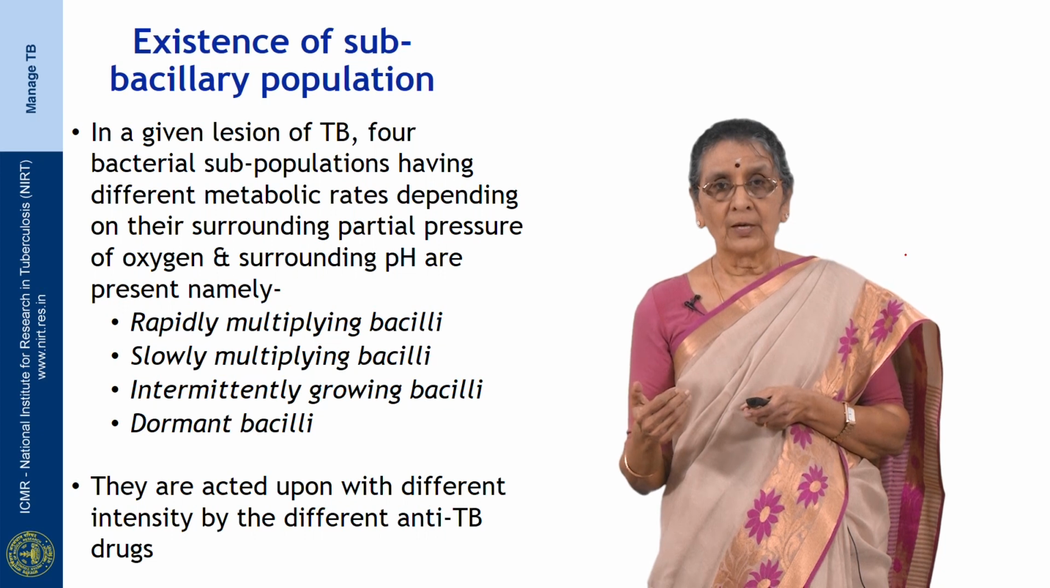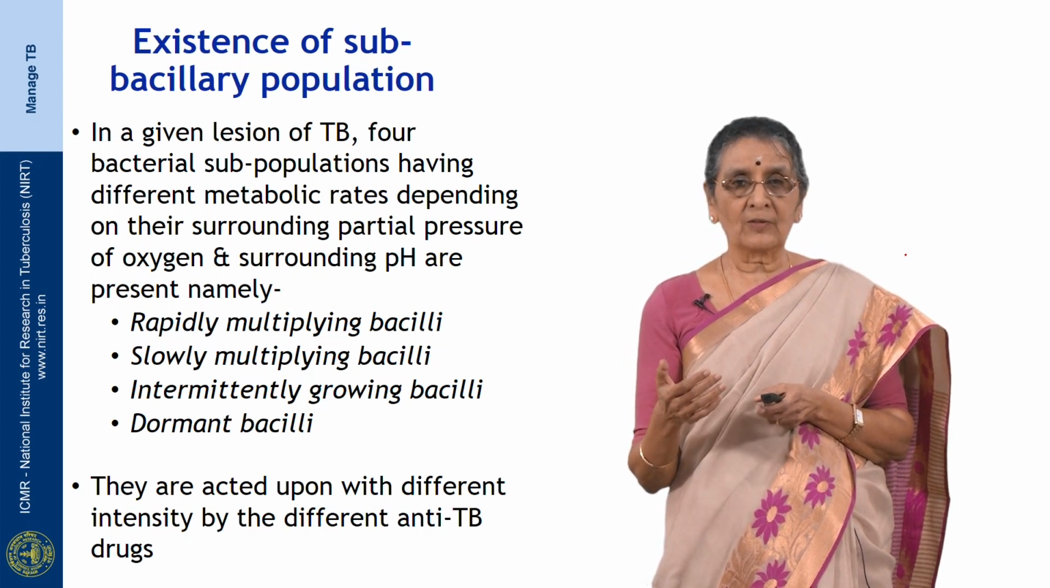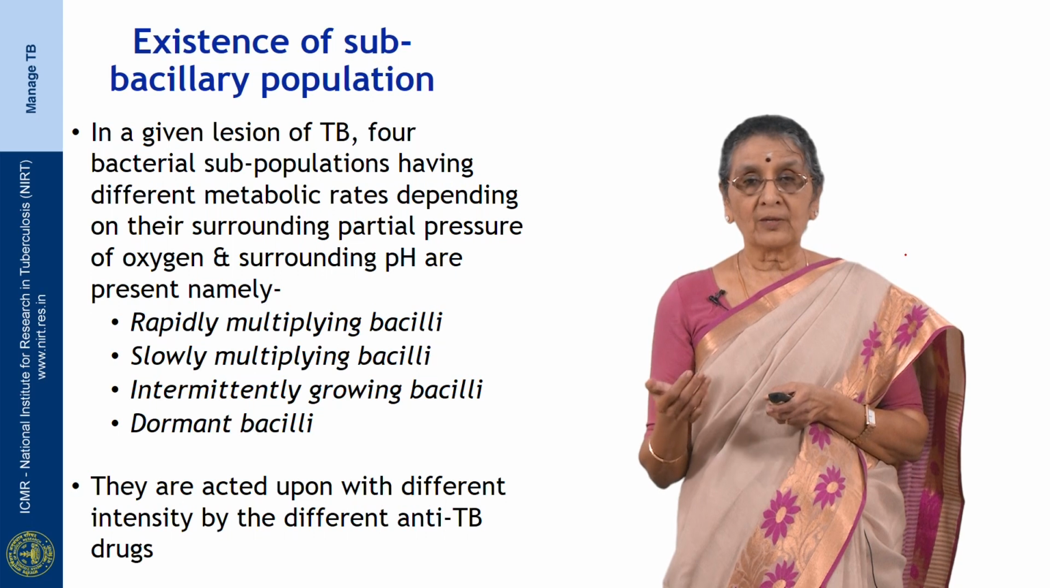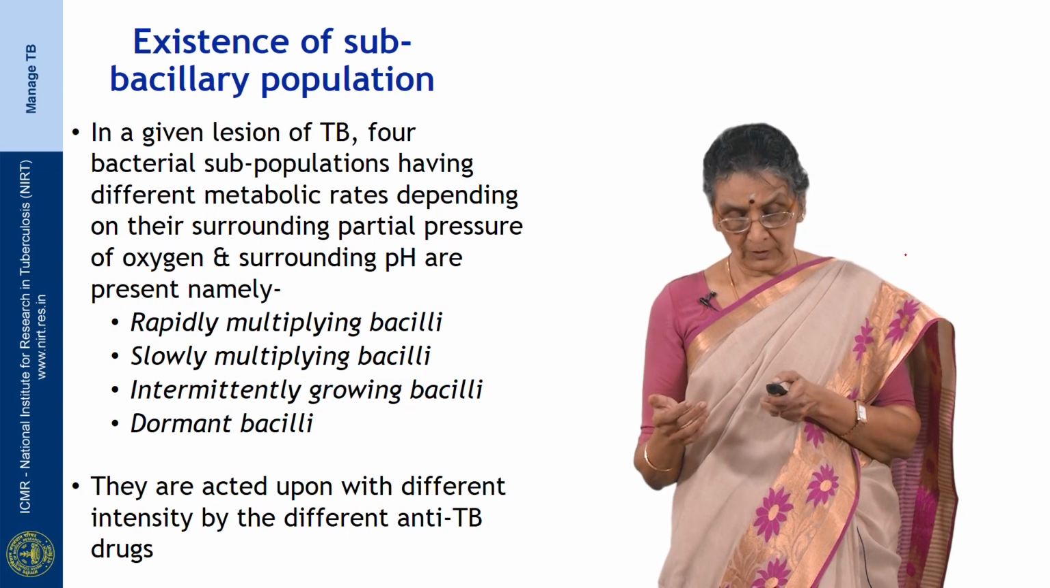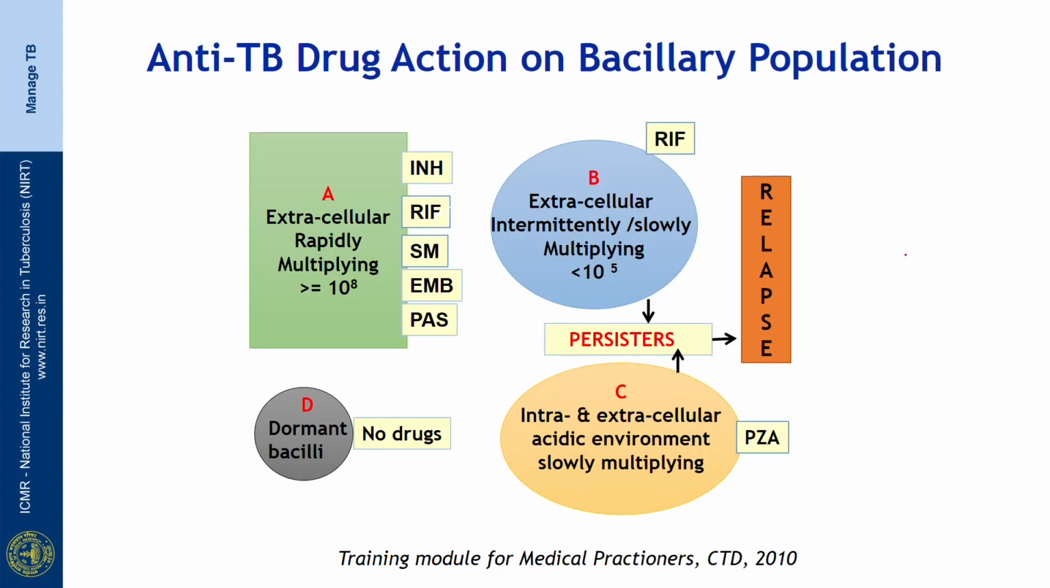of bacilli. So once again, this is a necessity for us to use multi-drugs in the treatment of tuberculosis, where different drugs act upon different bacteria. Now this is a very interesting slide. As I told you earlier, you have 4 different types of bacteria. One is rapidly multiplying, extracellular. Now almost all the drugs, INH, rifampicin, streptomycin, ethambutol, act upon this population of bacteria. So you achieve a rapid kill when you use all the 4 drugs.